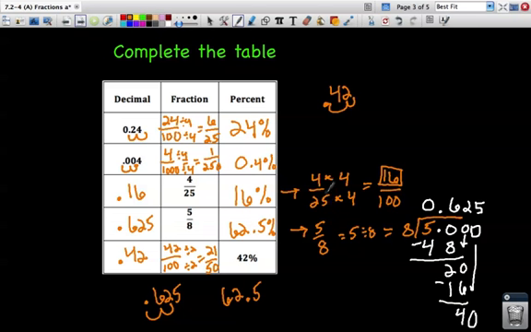So for example, 4/25, I got a denominator of 100 by multiplying by 4. So 4/25 became 16 over 100. Whatever your numerator is over a denominator of 100 becomes your percentage.